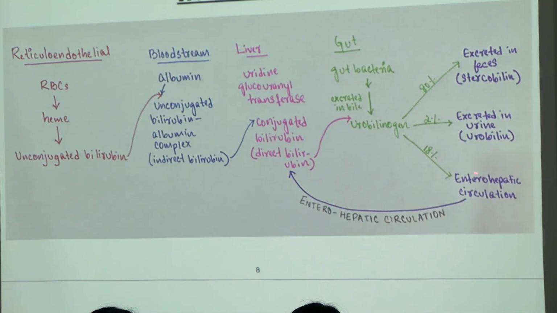The rest, 18%, goes back through the enterohepatic circulation, the same enterohepatic circulation, going back to the liver again. In case of bile salt it was 99%. In case of urobilinogen, how much is it? 18%. 18% goes back into the liver again, and the same circle goes on.